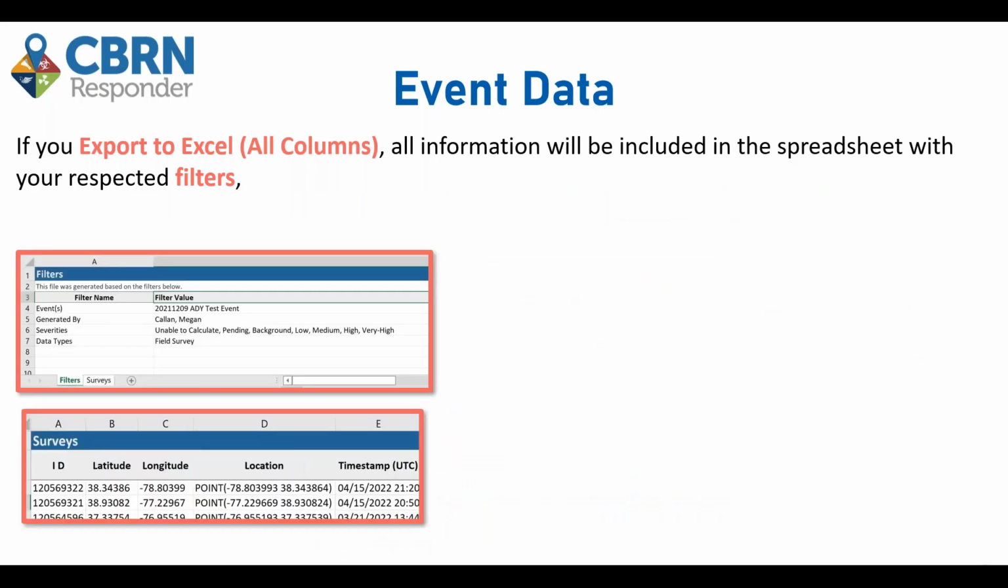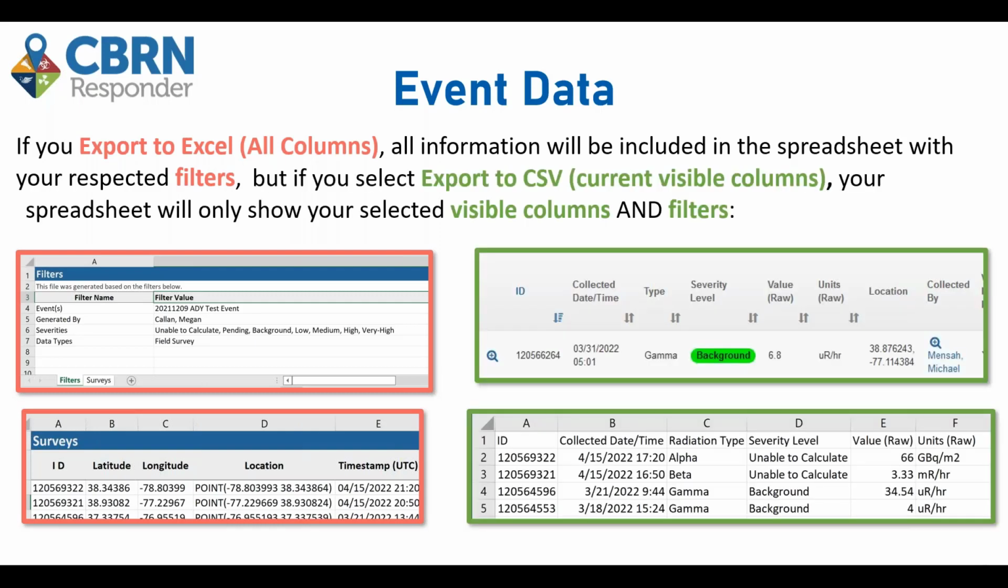So just to show what that would look like in the actual export. Here I'm seeing my filters, and I can see that all of the columns, whether I had them selected or not, are going to show up. And then on the other hand, the current visible columns export only the columns that I have displayed will export.